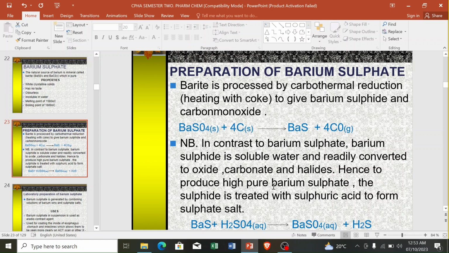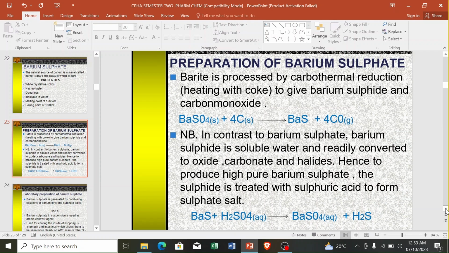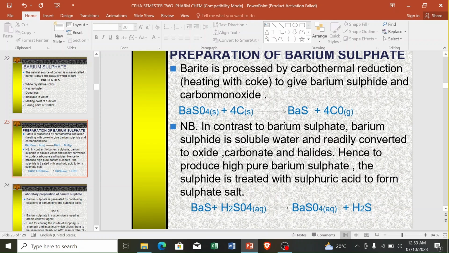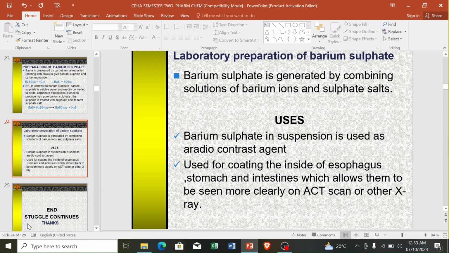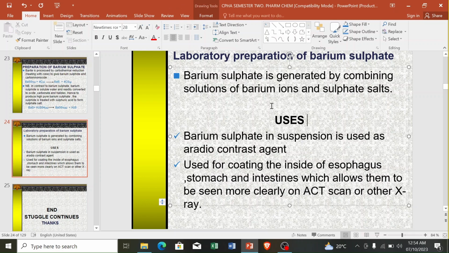Hence, to produce high purity barium sulfate, the sulfide is treated with sulfuric acid to form sulfate salts. We react the sulfide that we formed with sulfuric acid, and then we get barium sulfate and hydrogen sulfide gas. However, we also have a laboratory method of preparing barium sulfate: it is generated by combining solutions of barium ions and sulfate salts. That is the laboratory method.